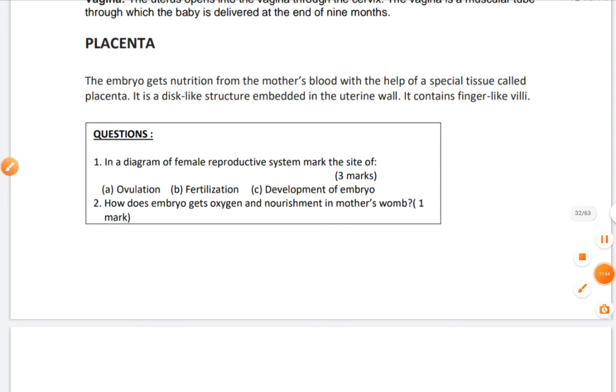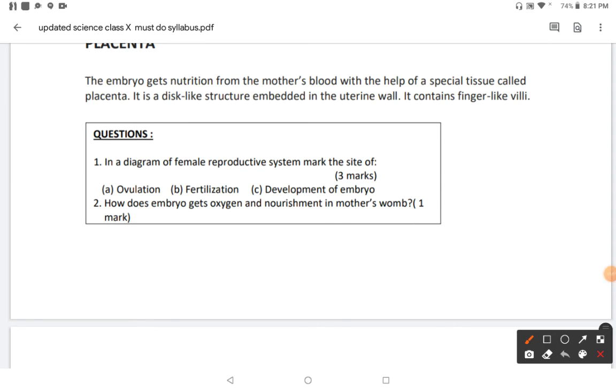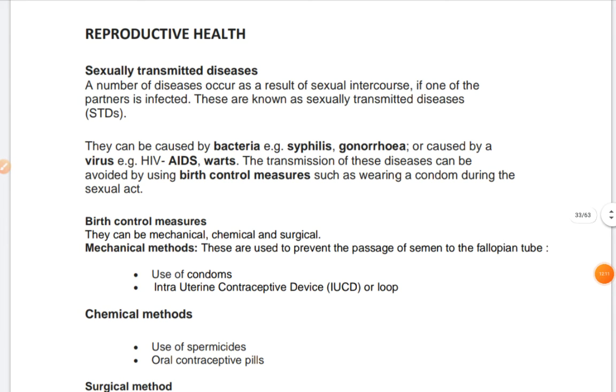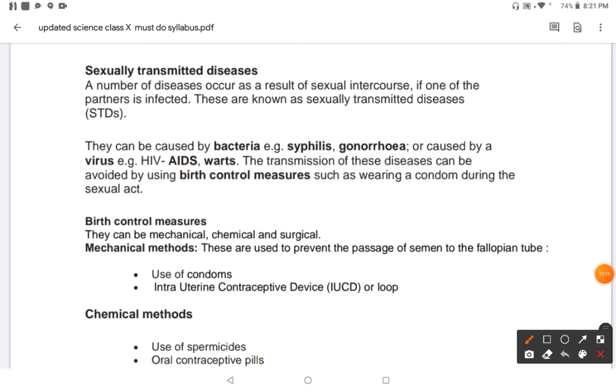And what about placenta? Most important. Placenta is a disc-like tissue embedded in the uterine wall inside the uterus, and the embryo gets nutrition from the mother's blood with the help of this special tissue called placenta. It contains many finger-like villi which help to absorb oxygen and nutrients from the mother's blood and supply oxygen to the child, as well as remove the waste products from the child to the mother's blood and go out. Now next is reproductive health.